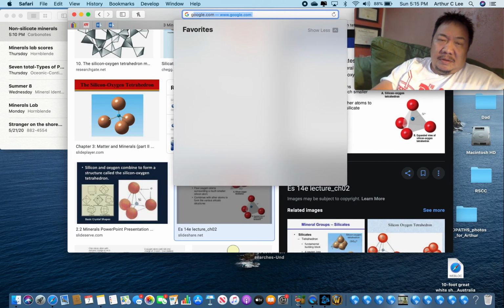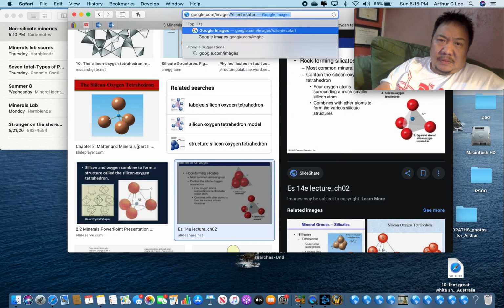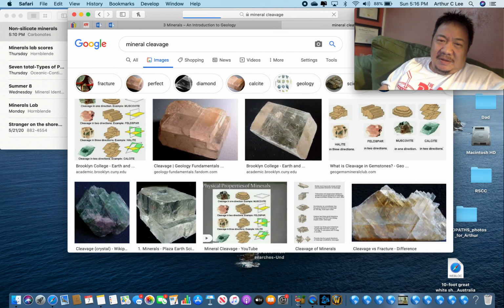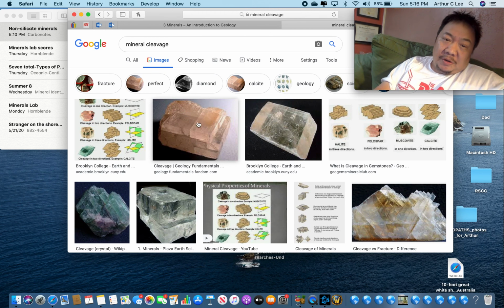Mineral cleavage, that's the way the mineral breaks. If the mineral breaks in a predictable way, if you hit this mineral here with a ball peen hammer, it would break in a predictable way. It'll break right here. You can see the planes of weakness, which are flat. This happens to be halite, which always has three directions of cleavage.